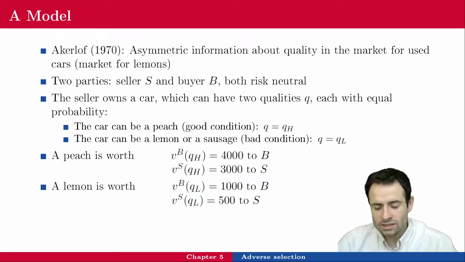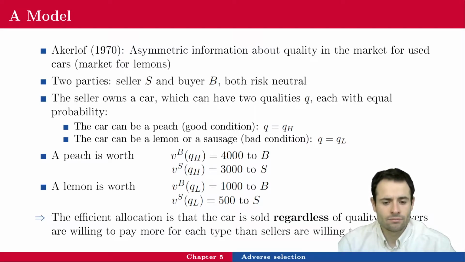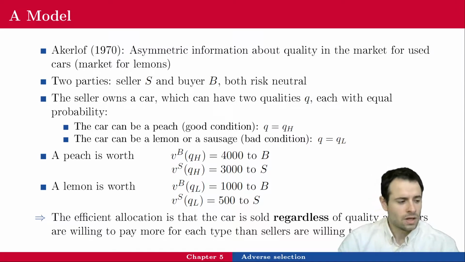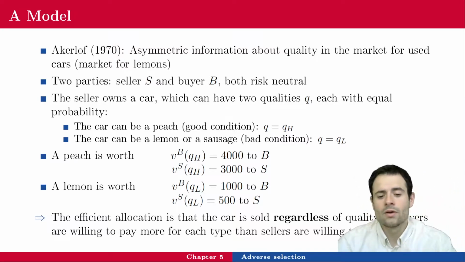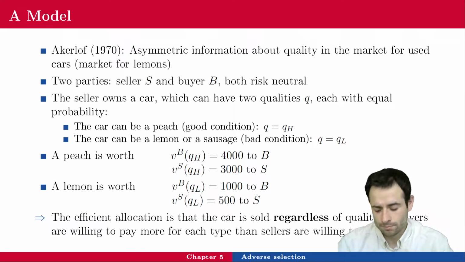Now, before we get into the asymmetric information part, let's look at whether trade of any type of car is Pareto efficient or not. For both of these quality levels, the buyer is willing to pay a higher price than the price the seller is willing to sell the car for. So it is efficient that no matter the quality of the car, the car is traded. So the efficient allocation is that the car is sold regardless of the quality, as buyers are willing to pay more for each type than sellers are willing to sell them for.